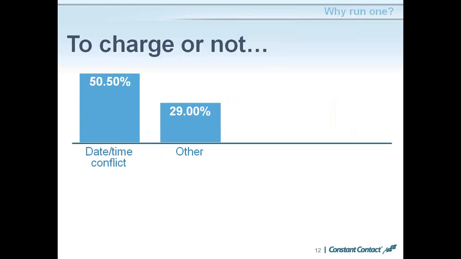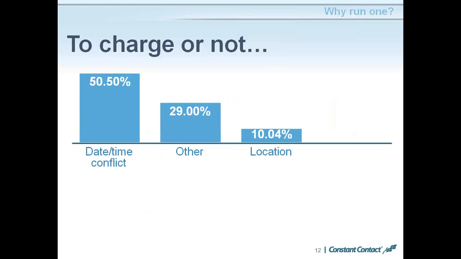Another almost 30% cited other. When you drill into the reasons, most of those were also related to date, time, and location. So an additional 10% cited location directly. In essence, almost 90% of the reasons people say no come down to timing and location.